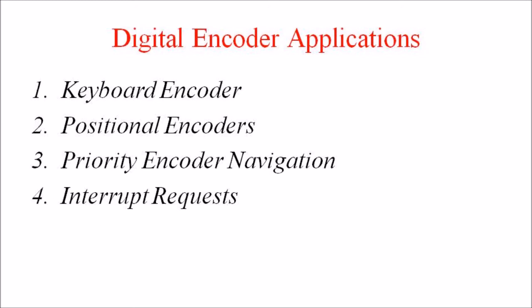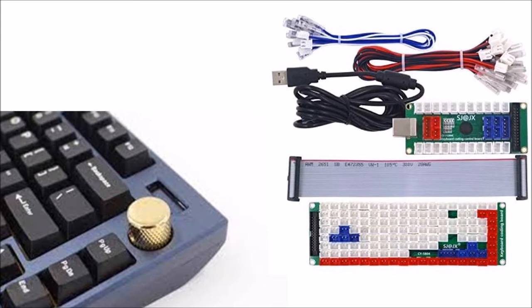The different digital encoder applications include keyboard encoder, positional encoder, priority encoder navigation, and interrupt request encoders. The most widely applicable encoder is the digital keyboard encoder. When it comes to a keyboard encoder, priority encoders can be used to reduce the number of wires needed in a particular circuit or application that has multiple inputs.